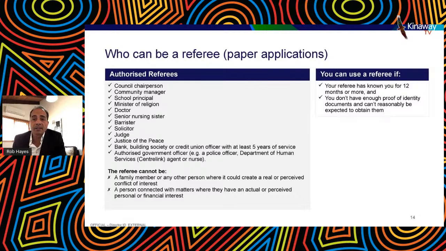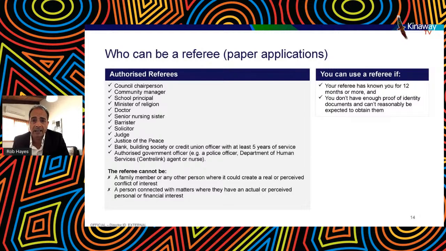So some of you may well be familiar with the referee form. It is a form or a process that is followed for the issuing of tax file numbers for our First Nations people who don't have access to or don't have a birth certificate, a passport, or any other form of identification. The referee form needs to be completed by an authorised referee.